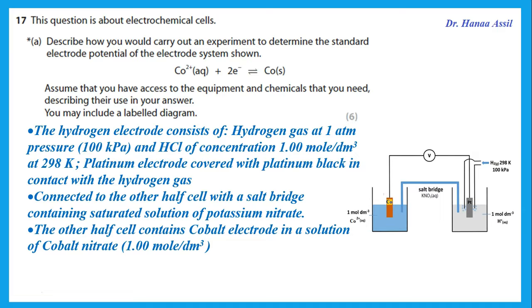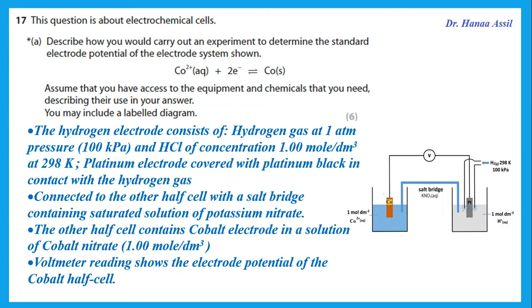Remember that all the solutions have to be at a concentration of 1 mole per decimeter cubed. All of this is connected to a voltmeter, and the electrode potential indicated by the voltmeter is the electrode potential of the cobalt half cell. Remember that we give the hydrogen electrode an E of 0. So whatever reading we have on the voltmeter, that's the reading for the cobalt half cell.